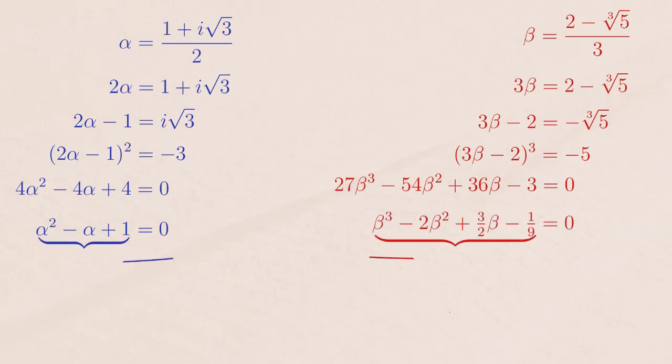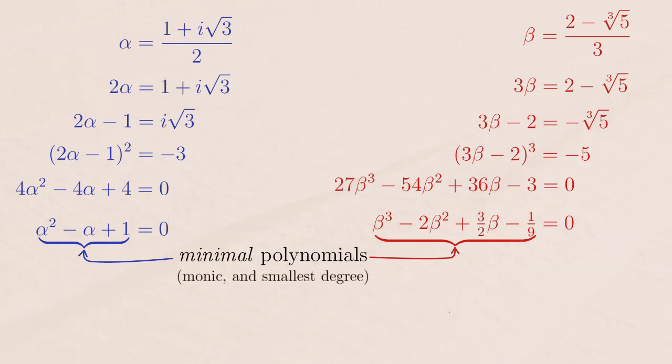These polynomials are called the minimal polynomials of alpha and beta. They're not just monic polynomials that alpha and beta satisfy, they're actually the monic polynomials of smallest degree that alpha and beta satisfy.